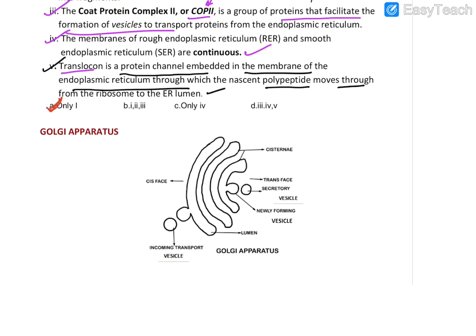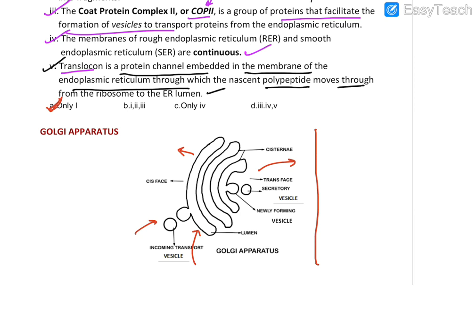Let us take the Golgi apparatus. Even the Golgi apparatus is a single membrane bound cell organelle. The C-shaped structures we can see, we call them cisternae, and these spherical structures are called vesicles. These cisternae are arranged one above the other. Then the Golgi apparatus has two faces. For example, there is the cell membrane. The concave region faces towards the cell membrane. The convex region faces toward the nucleus or endoplasmic reticulum.